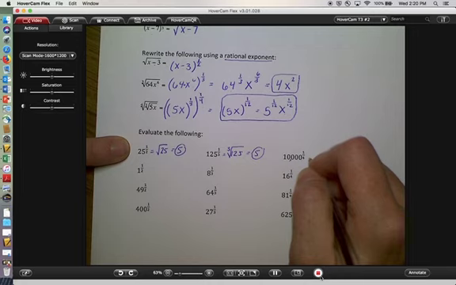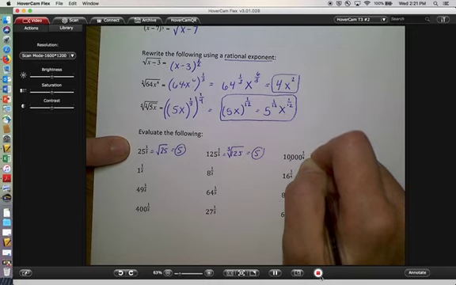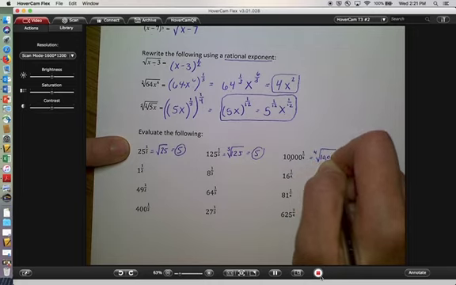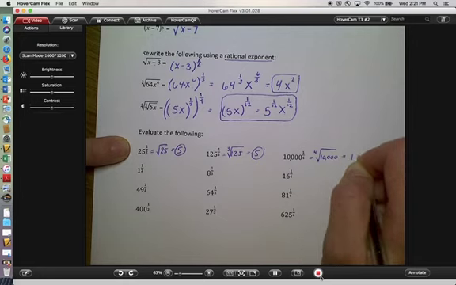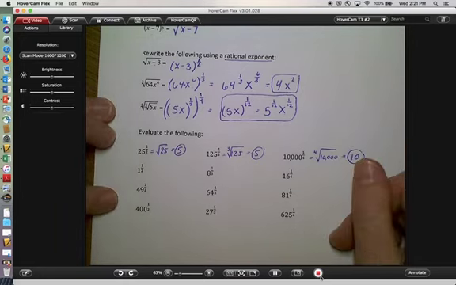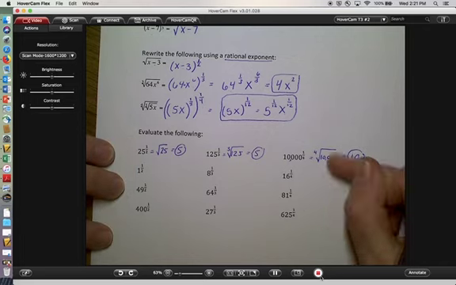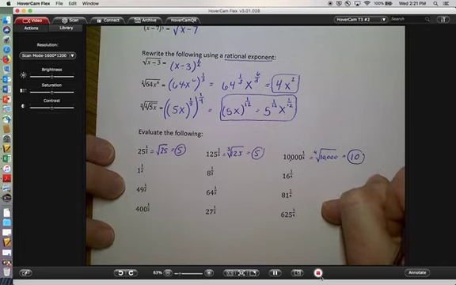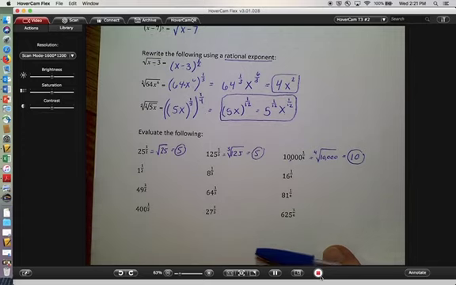And 10,000 raised to the 1/4 is the 4th root of 10,000, which is just 10. So go ahead, try the other 3 rows. We'll go over those in class tomorrow. Make sure you have the right answers, but they shouldn't be too hard. So you can pause the video and do those now. Okay.